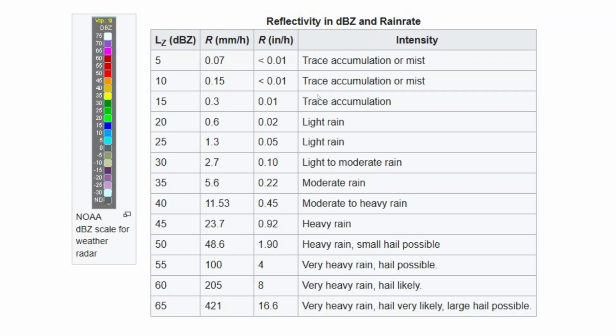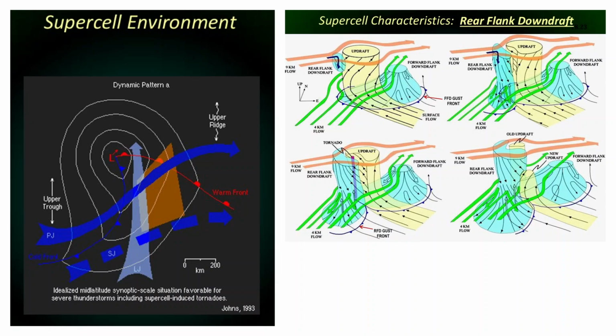Now let's move on to supercells, shall we? In a typical supercell environment, there would have to be a low pressure system with an upper trough along with an upper ridge, so a high pressure ridge right here and a low pressure trough down here. You've got that polar jet stream moving through, allowing cold air to dip down and causing this cold front, while you have this low level jet and the southern jet stream moving in, bringing warm air, which is causing this warm front.